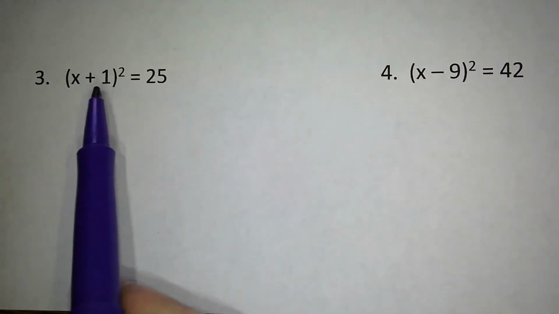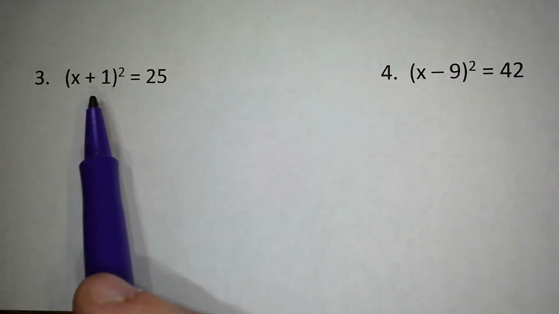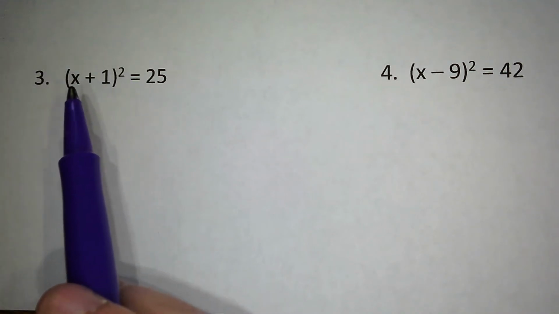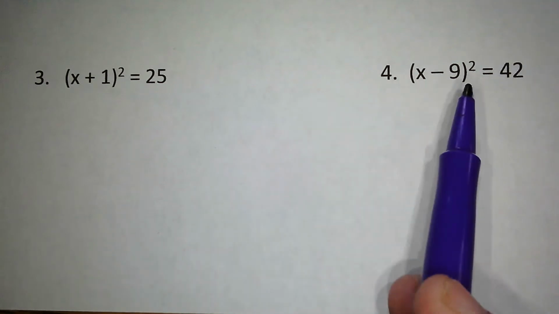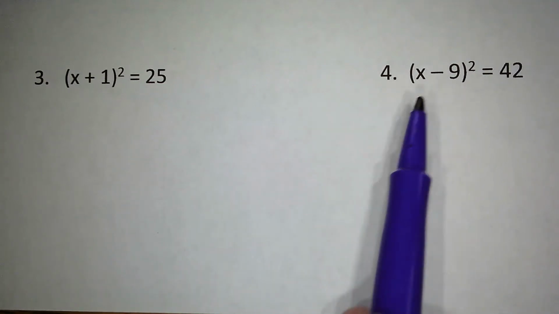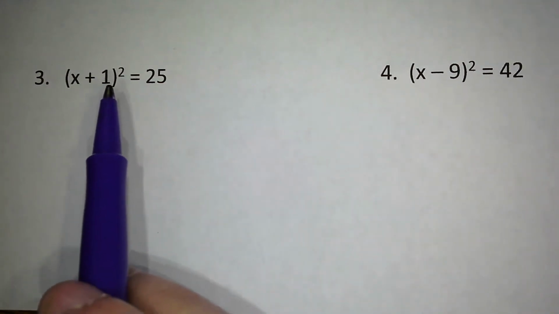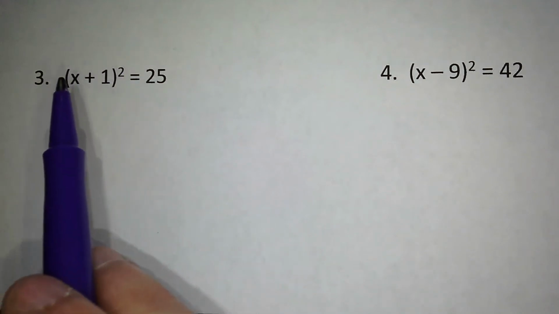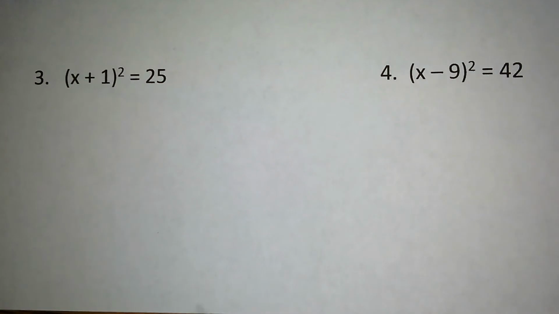Okay, so check these out. This is the second type, and they're just a little bit different. I still see something squared, but it's not just x. It's x plus 1 in parentheses or an x minus 9 in parentheses. But what you have to realize is that in order to get to the x in the parentheses, we've got to get rid of the squared term first.